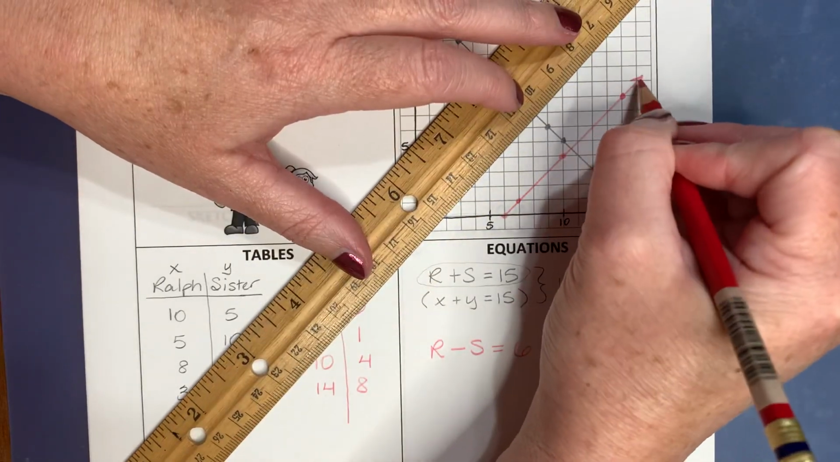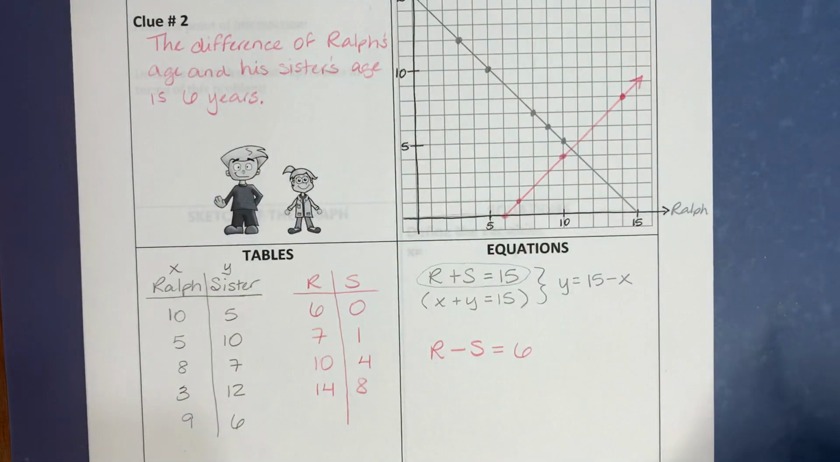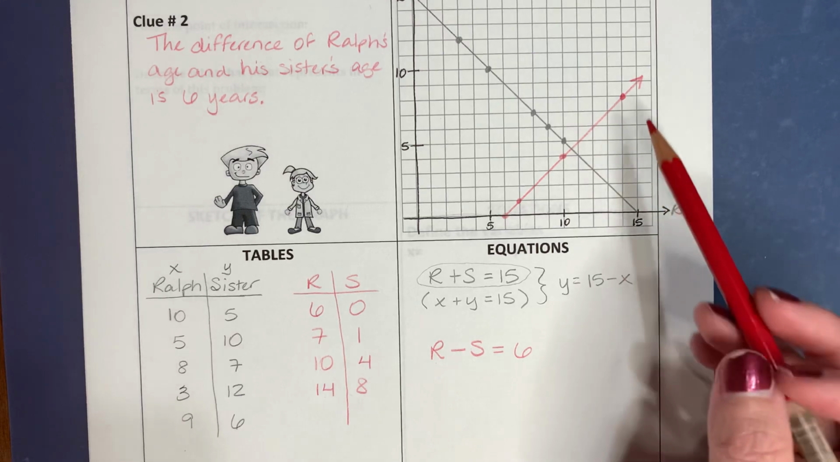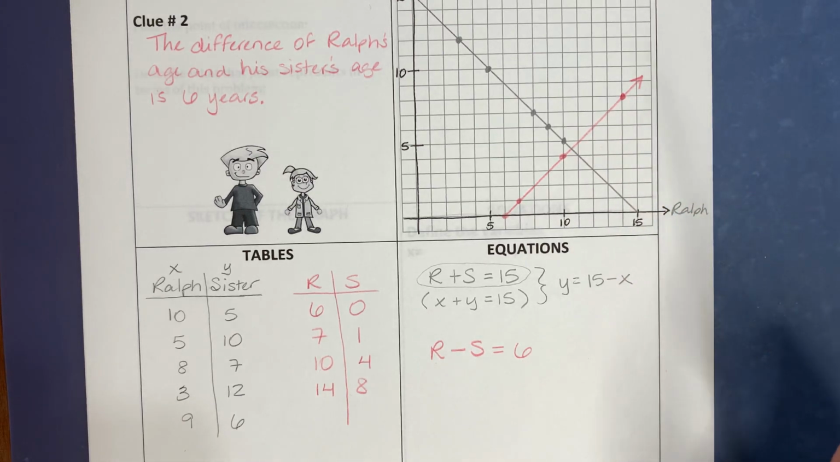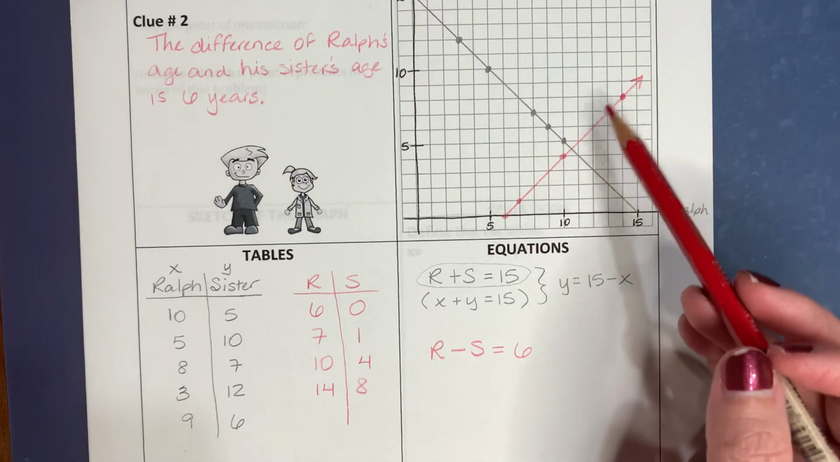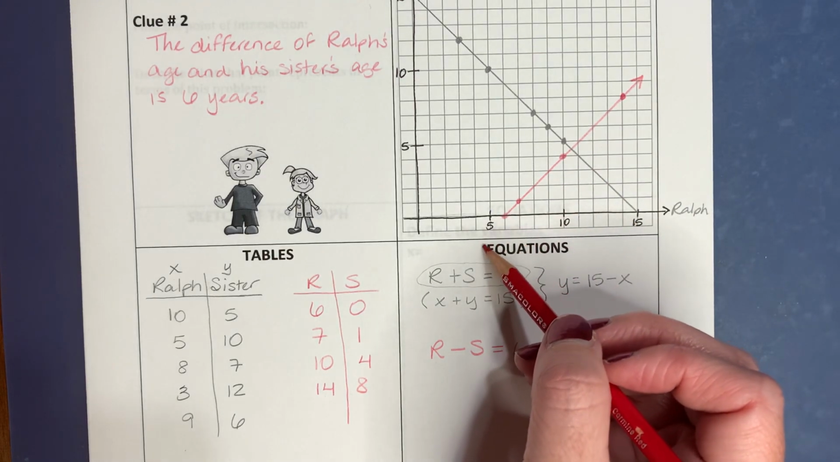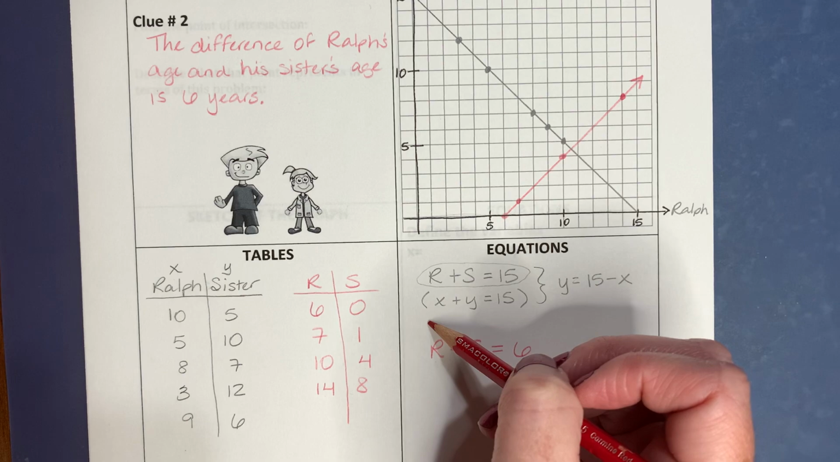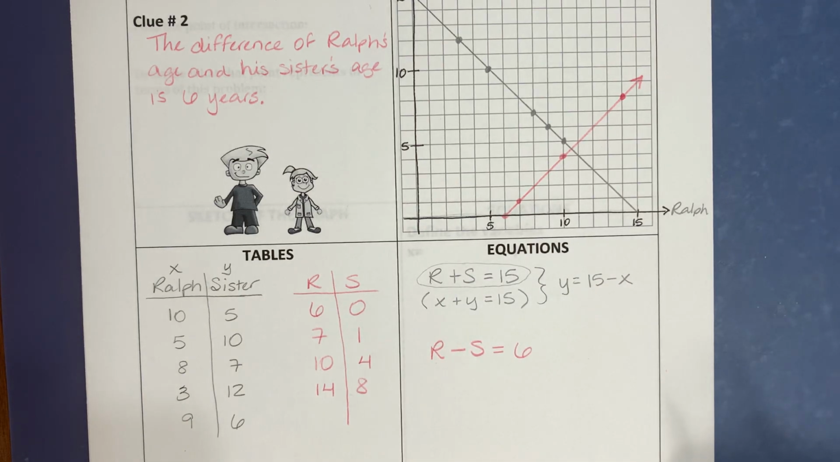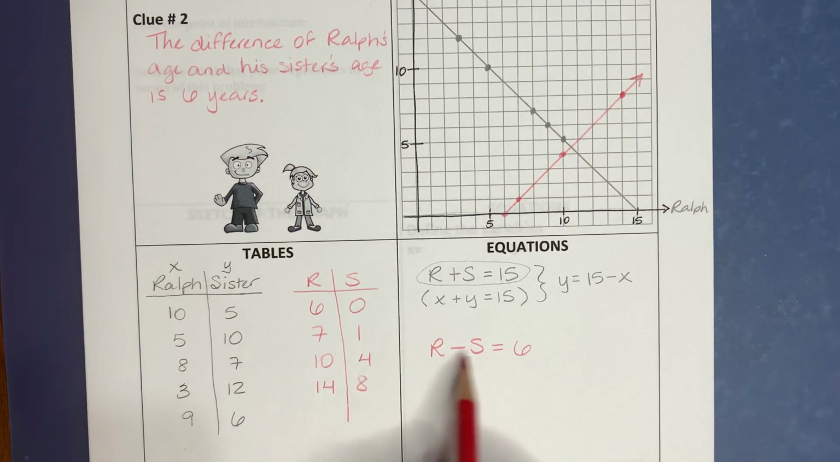And this value is going to stay forever because if he's 30, right, she's going to be 24. You're always taking away 6. They are 6 years apart. So this line is going to go forever in that direction because they're always going to be 6 years apart. Can I write this line in y equals mx plus b form? Sure, if I go backwards, right, and I figure out what that y value is. Do we need to? Well, no, we have an equation in regards to Ralph and sister.